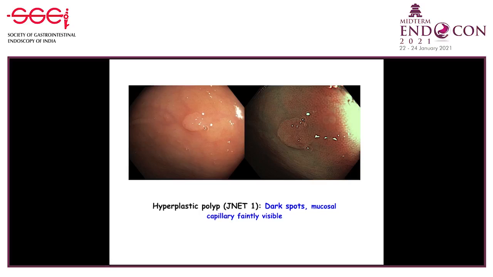And now I'll show you some examples. So in this picture, if you see, on the left hand side is a white light image of a polyp, and on the right hand side is the image on NBI. And you can see the color is same as the background. There are some dark spots and the vessels are very faintly visible. So this is an example of type 1 or hyperplastic polyp.